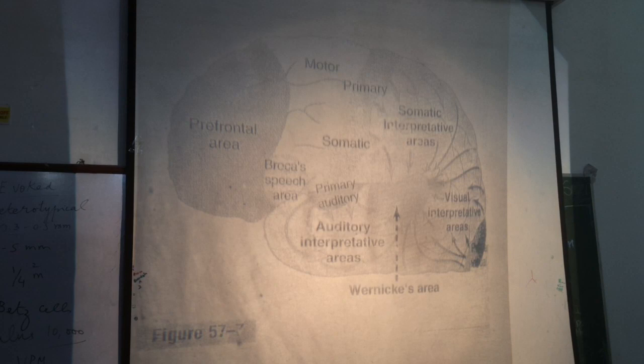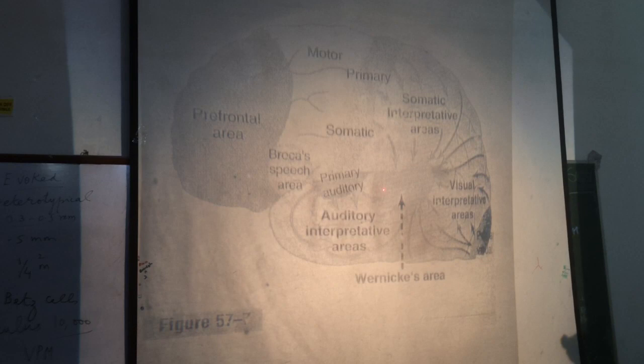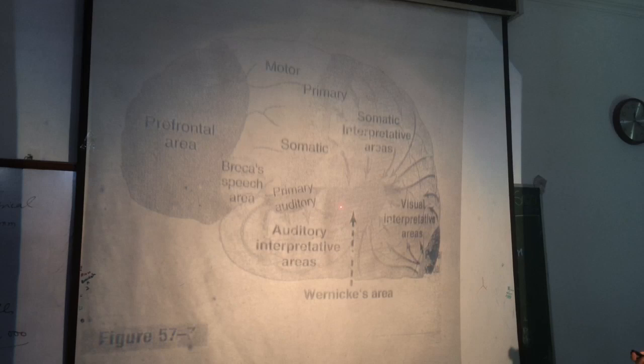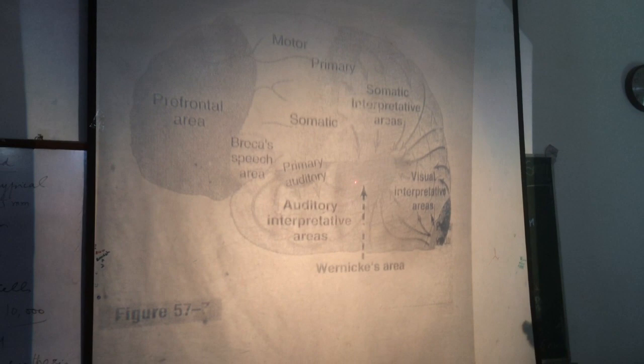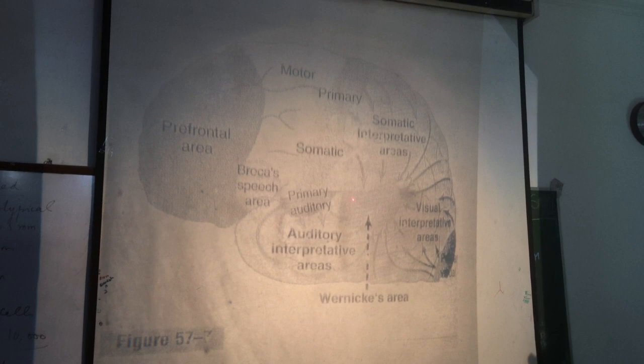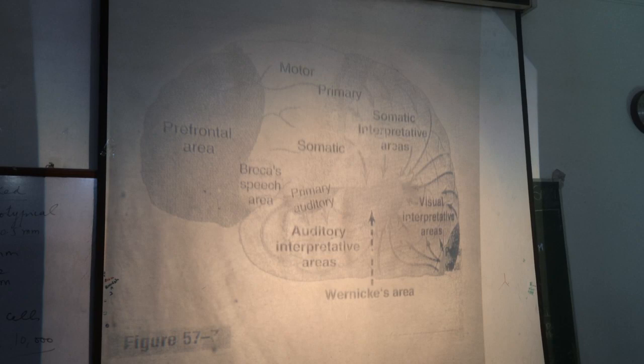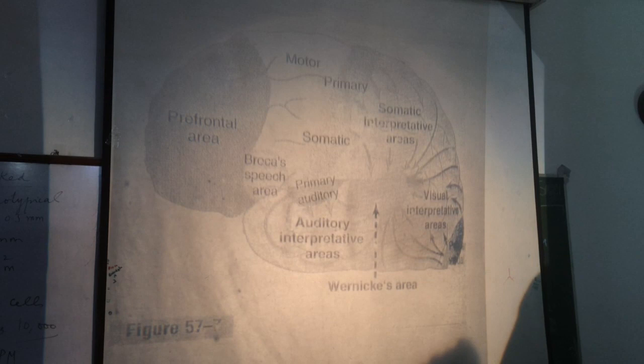Wernicke's area is located in the posterior part of the superior temporal gyrus. It's Brodmann's area 22. This area is concerned with high intellectual function. In this area, the auditory and visual informations are completely understood.